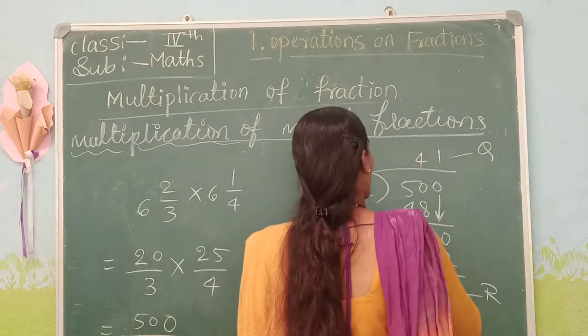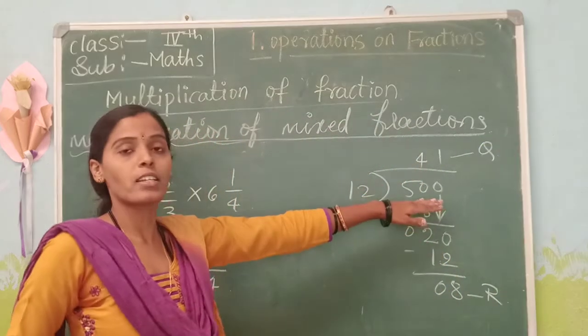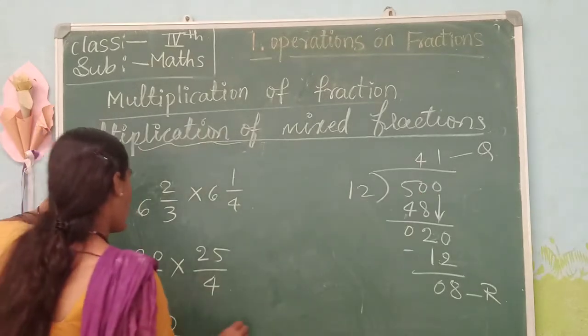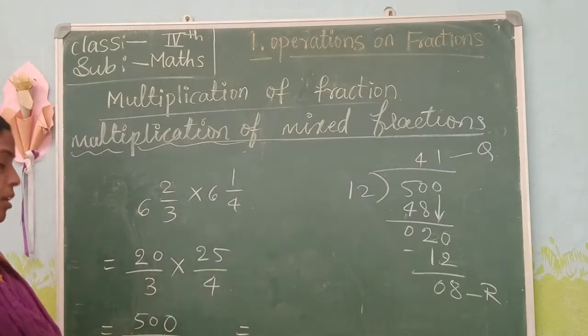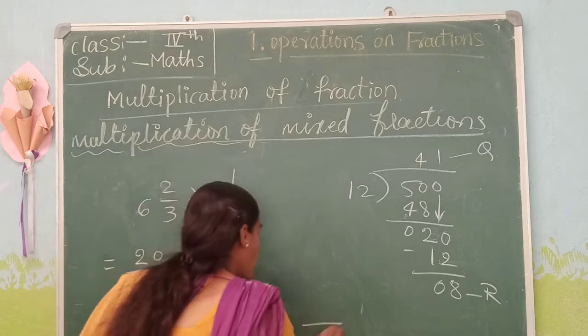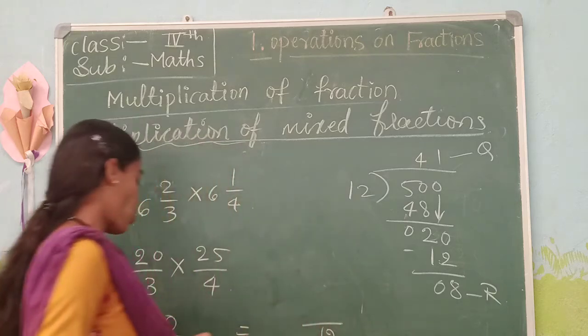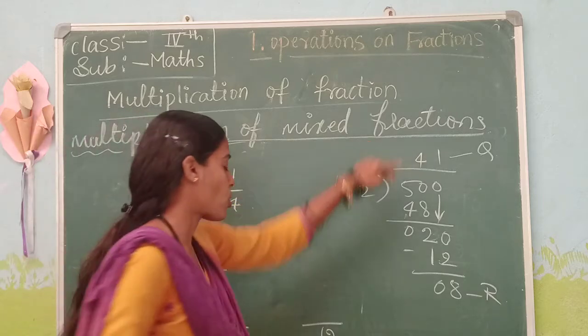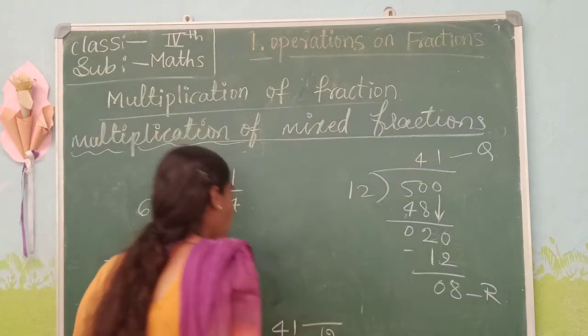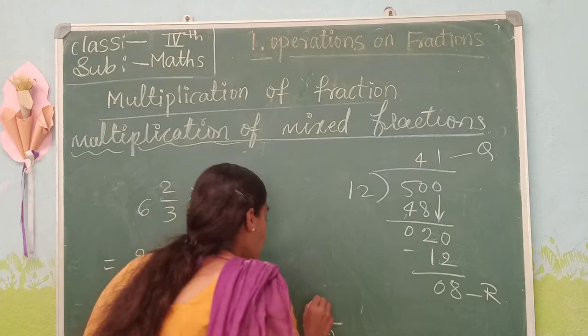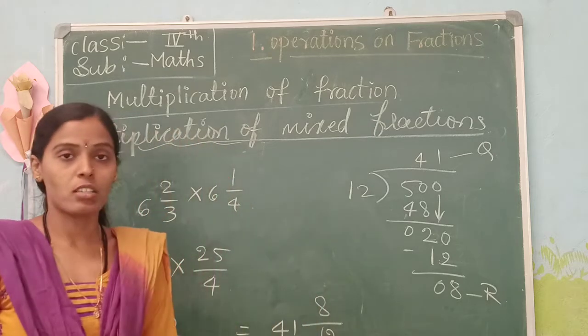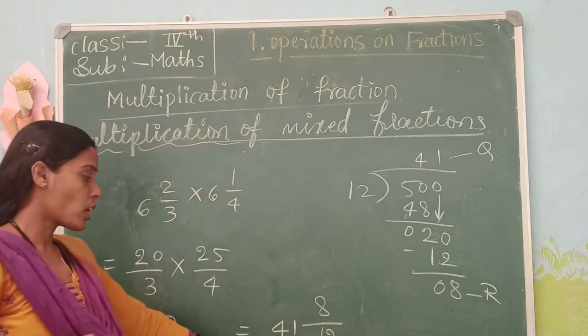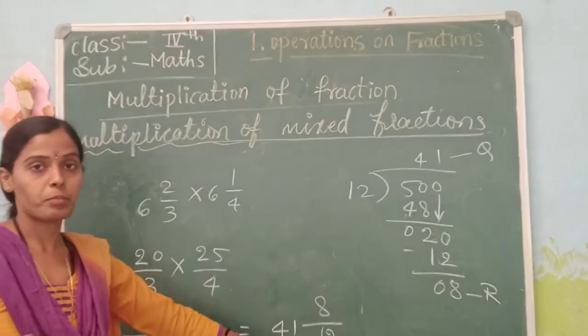The quotient is 41, and the divisor is 12. The dividend is 500. Now we convert 500 divided by 12 into a mixed fraction. 12, the divisor, is the denominator, which is always the same. The quotient 41 is the whole number part, written here. Then the remainder 8 is the numerator. So the answer is 41 and 8 by 12.